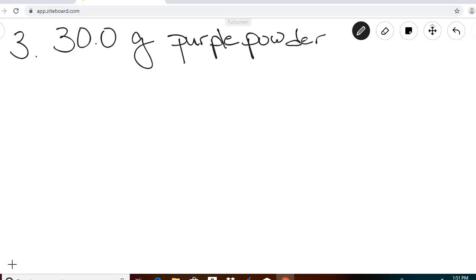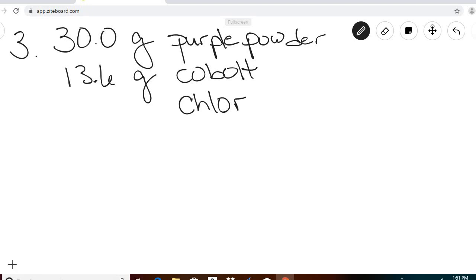And that gets decomposed into 13.6 grams of cobalt. And it says an unmeasured amount of chlorine gas. Okay, so chlorine, how much chlorine? Well, again, we know that because of the law of conservation of mass, these two compounds have to add up to the 30 grams of purple powder.